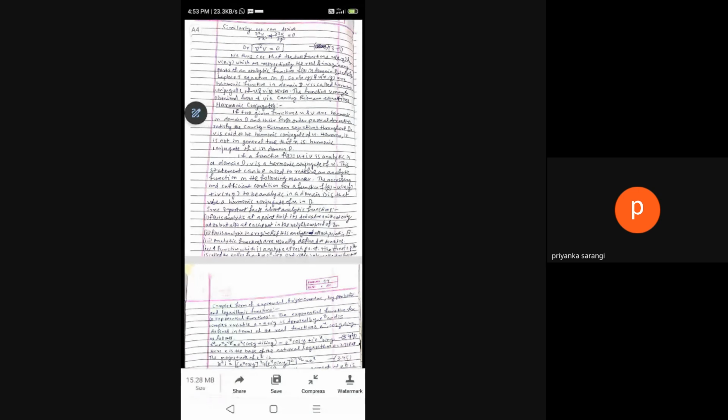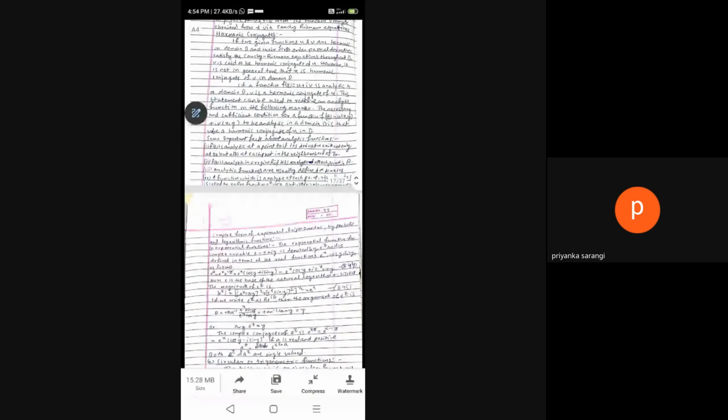So f(z) is analytic at a point z0 if its derivative exists not only at z0 but also at each point in the neighborhood of z0, and f(z) is analytic in a region R if it is analytic at each point in R. Analytic functions are usually defined on domains. A function which is analytic at each point in the finite plane is called an entire function. e to the power z, cos z, sin z are entire functions.